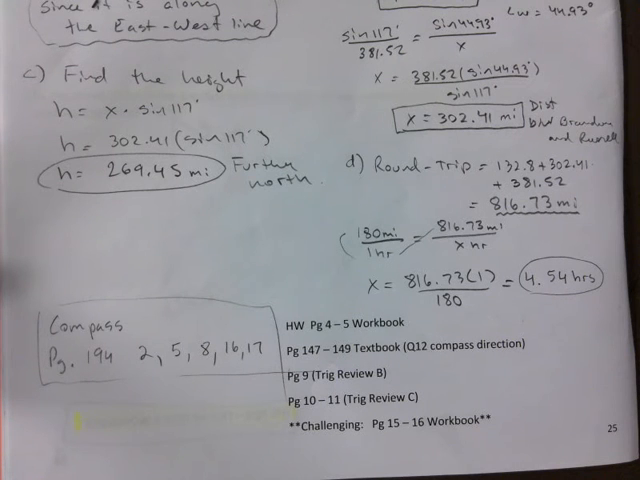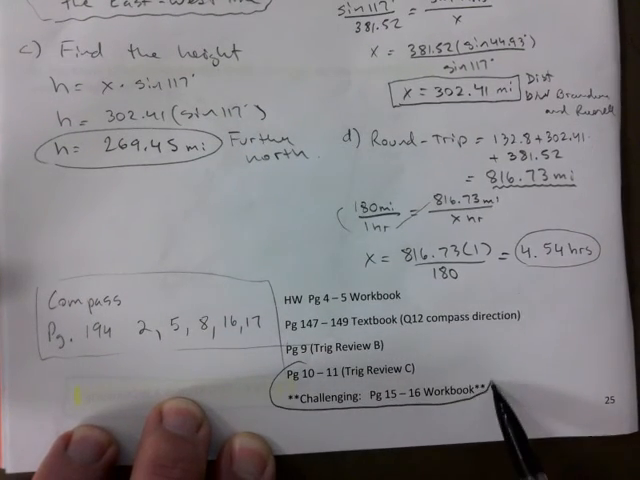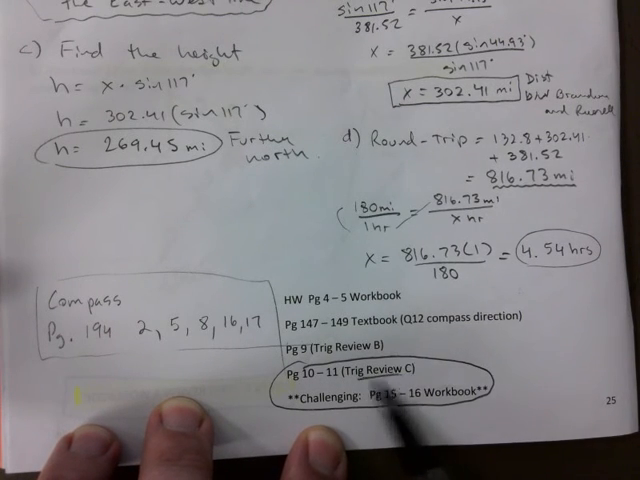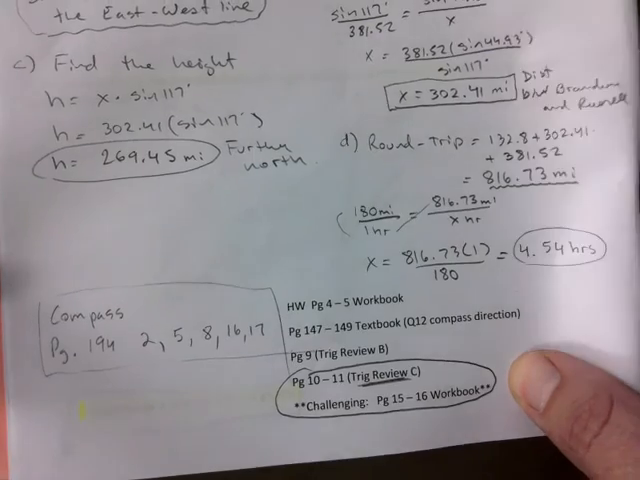What I want you to focus on today for homework is these two here, page 10 to 11, called Trig Review C. There's a mix of compass directions and regular ones. And there are some more challenging ones at the end of the book, which I'm going to post the answer key for. One more thing before you pack up. We have 5 minutes. I just want to tell you about this so you're not stumped when you come across it. I think you're going to get it right away. You're a pretty smart bunch.